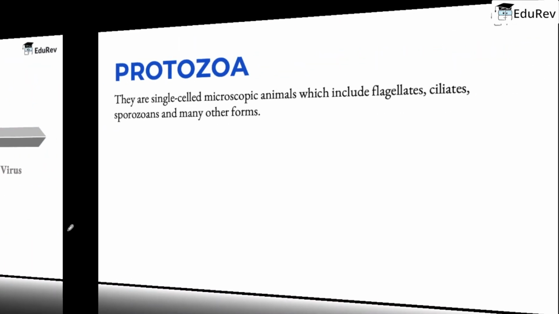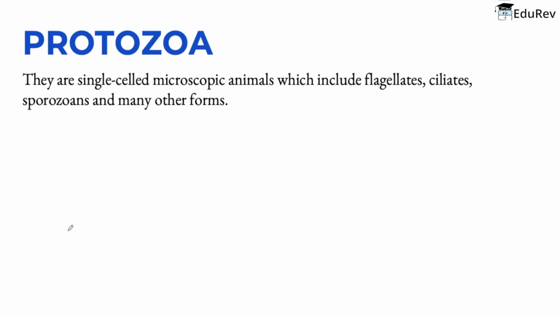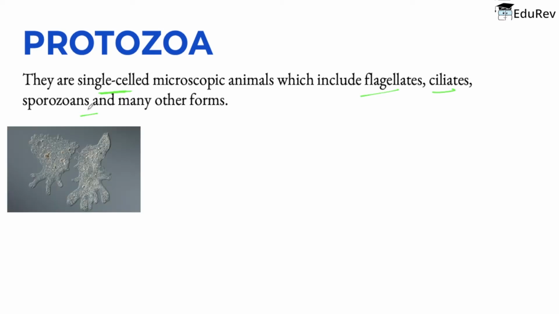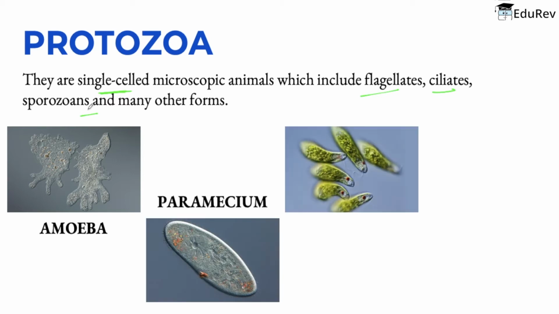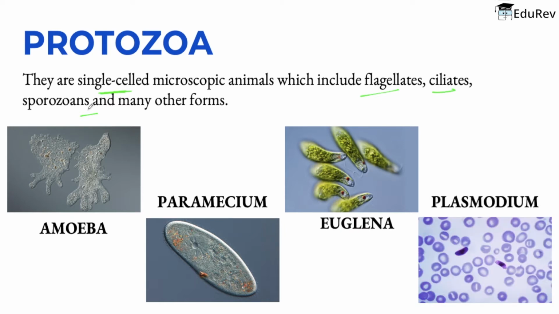Now let's see what exactly protozoa are. Protozoa are single-celled microscopic animals. Single-celled, again unicellular, which include flagellates, ciliates, sporozoans and many other forms. Now let's see examples of protozoa. Firstly, the example is amoeba. Next, we have paramecium. Next, we have euglena. And finally, we have plasmodium.